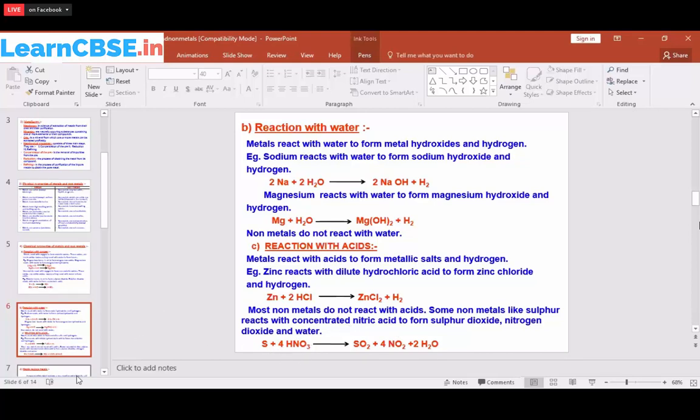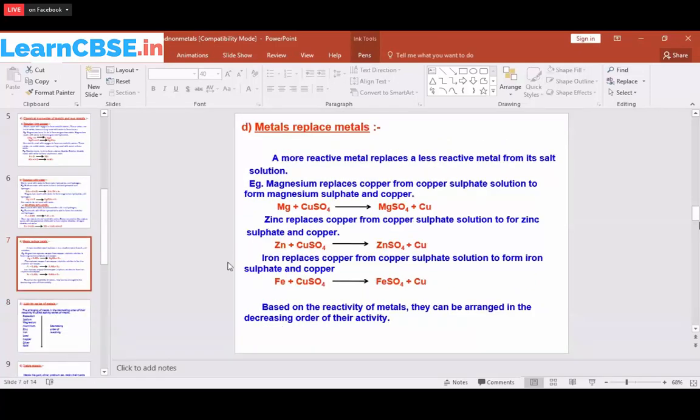HNO3 is nothing but nitric acid. Metals replace metals. Okay, so this we call a displacement reaction. The displacement reaction is nothing but one metal being able to displace another. Displacement means if one metal has some anion, it can take it away from the other metal, and that we call displacement. A more reactive metal replaces the less reactive metal from its salt. For example, magnesium reacts with copper sulfate.